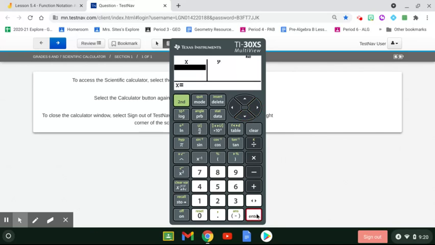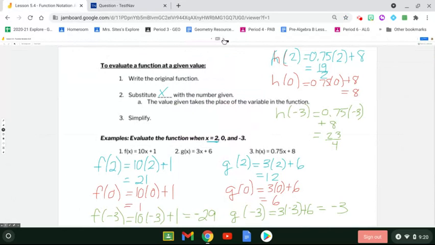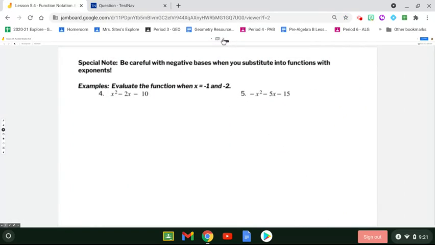I just care about when x was 2, the answer should have been 21, and we got that for f of 2. All right, and then when x was 0, the answer for f of 0 was 1, and it was. And when x was -3, the answer for f of -3 was -29. So you can see, you can go in and check your answer for these problems if you are given the answer for x to evaluate, okay? You're not always given that, so you have to be careful in how the problem is written.